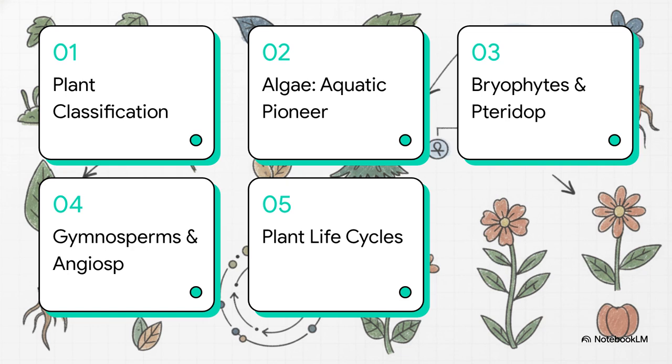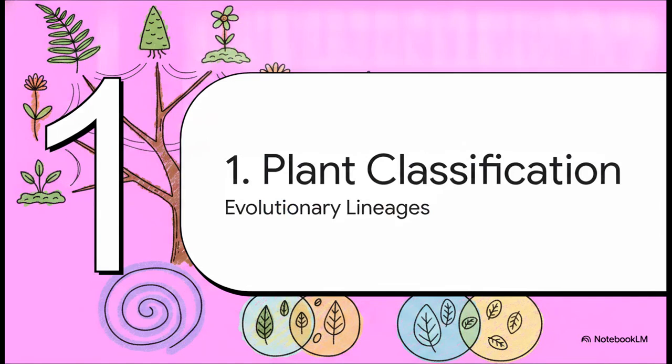Here's our roadmap for today. 1. Plant classification systems. 2. Algae, the aquatic pioneers. 3. Bryophytes and pteridophytes. 4. Gymnosperms and angiosperms. And finally, number 5, plant life cycles. Let's get started. All right, Section 1, Plant Classification Systems.